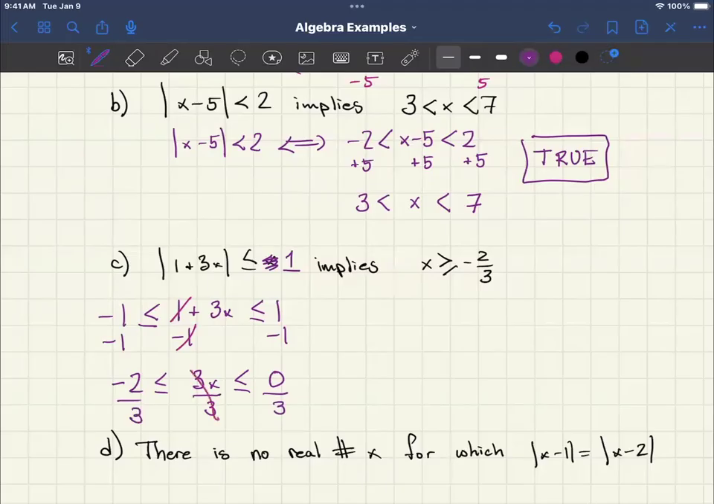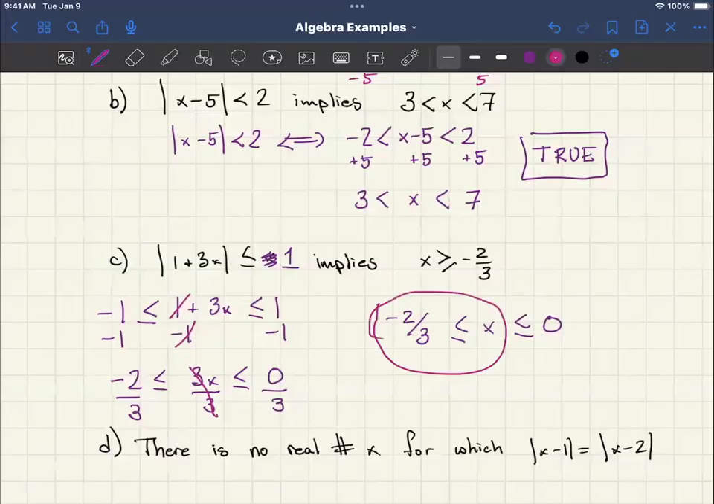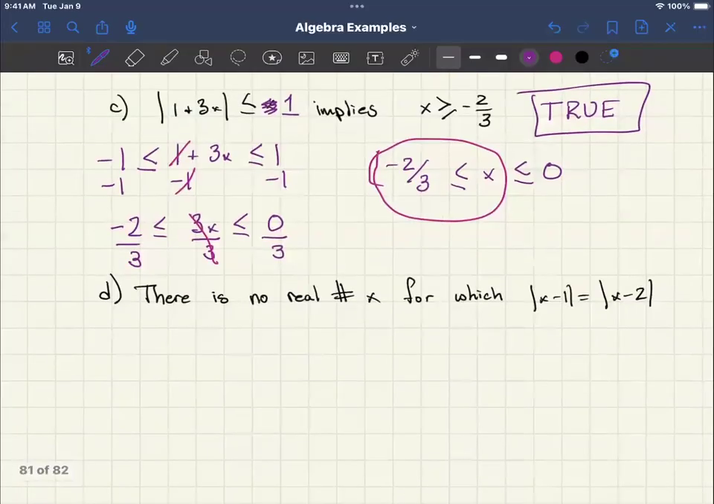And we end up with negative 2/3 is less than or equal to x is less than or equal to 0. But you'll notice that this first part here does have x is bigger than or equal to negative 2/3. So it is true that x is bigger than or equal to negative 2/3. Now, not all x are going to work for this particular function, but we do know that at the very least we can't go below negative 2/3 and pop something in for a solution.